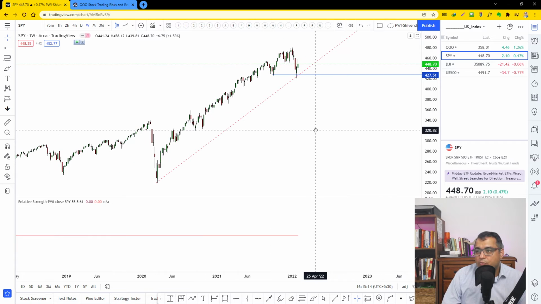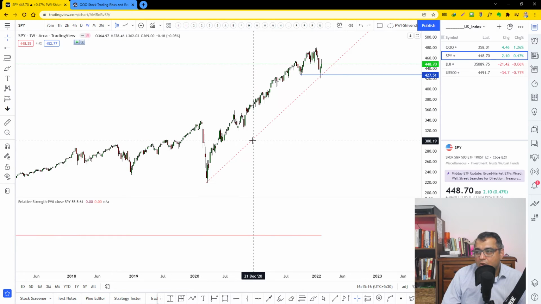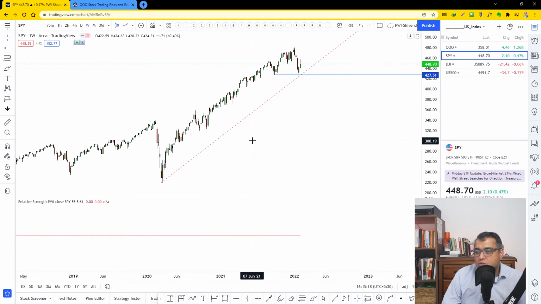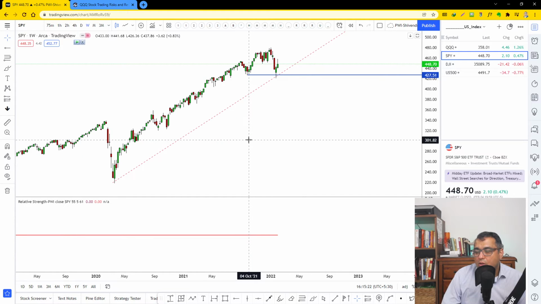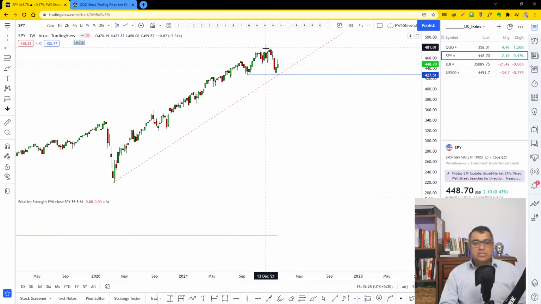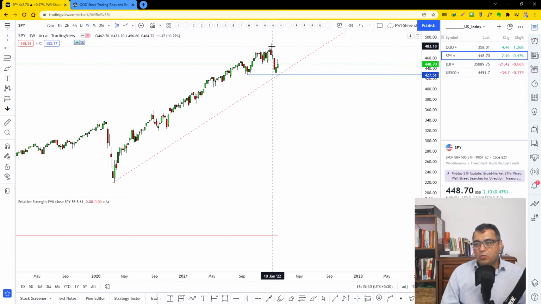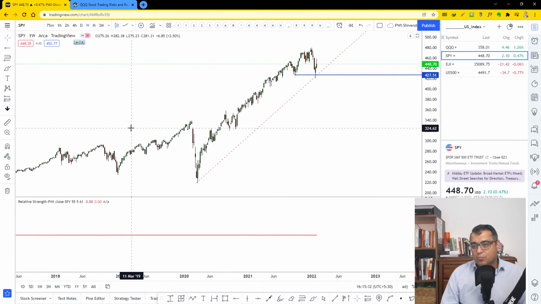So hope this was helpful. On the top end, as long as you're respecting these levels, and it breaks the all-time high, then you can always add more, and that's what I'm going to be doing as part of the plan, right?